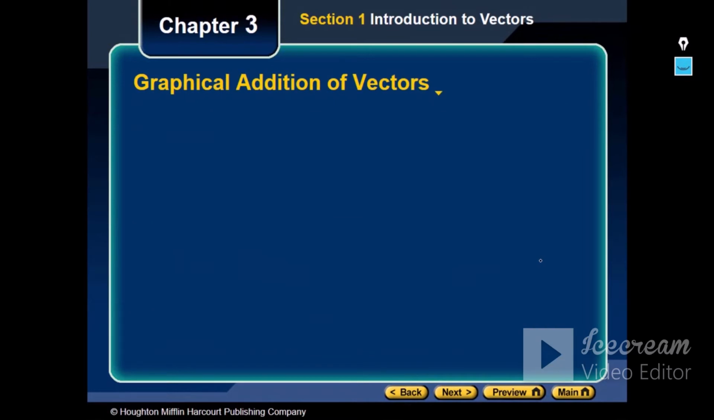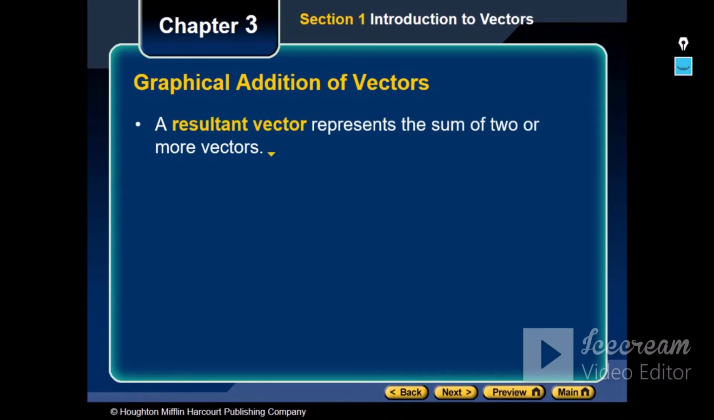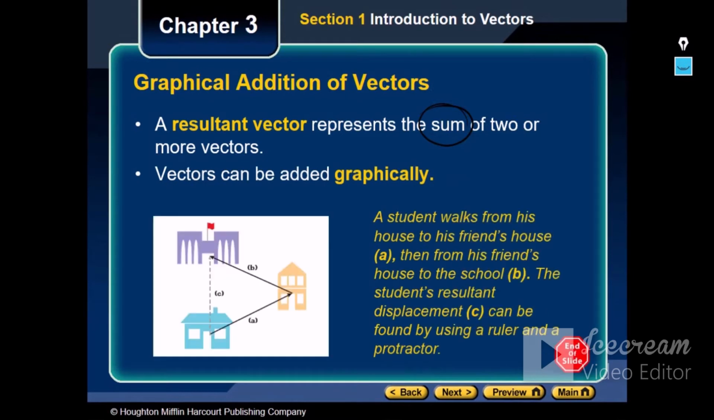What about vectors on the graph? How can we understand a vector on the graph? To understand that, we should first understand the resultant vector. What is the resultant? The resultant, guys, is the sum of two or more vectors on the graph. As you see here in the graph, that is the first vector and that is the last vector, and that is the resultant, guys. The resultant should start from the tail of the first vector to the tip of the last vector.